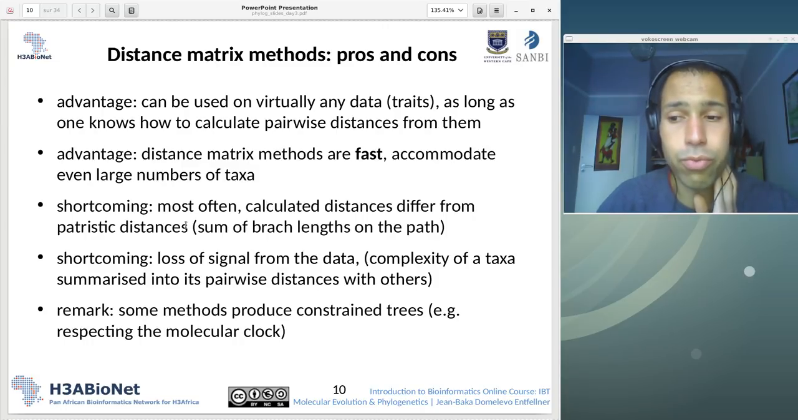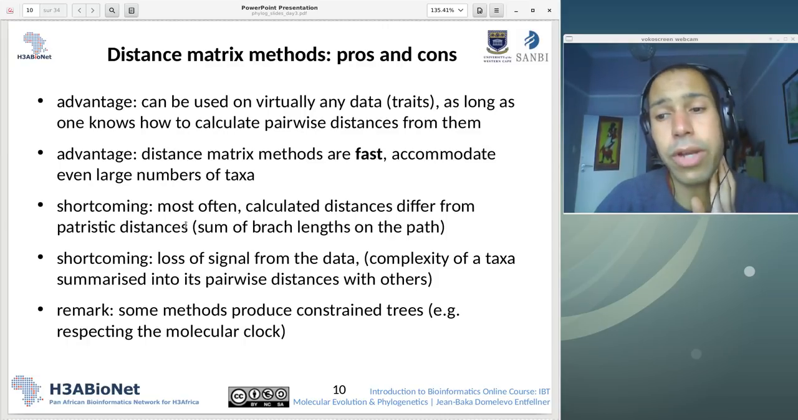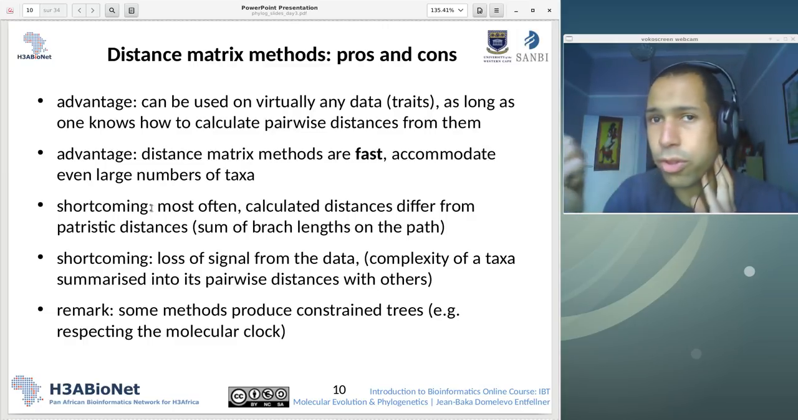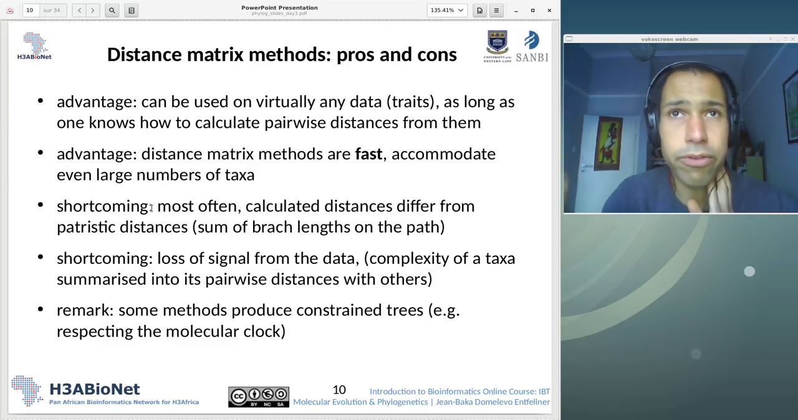And finally, what you find if you sum the length of all the branches on the path between taxon 1 and taxon 10 in your tree, this sum of length is different from your original value for the distance between taxon 1 and taxon 10 that you had in your matrix. Okay, and it's quite inevitable. So that's a shortcoming. You start with a certain number of distances that are in your matrix, and you get a tree.